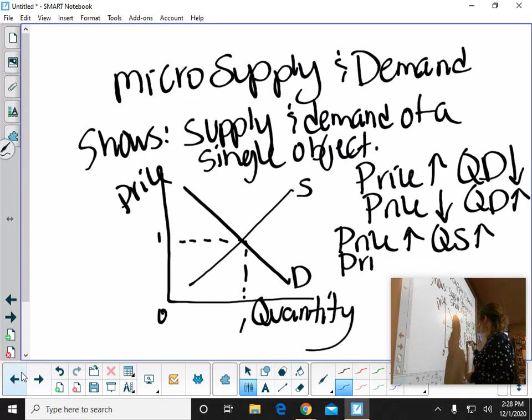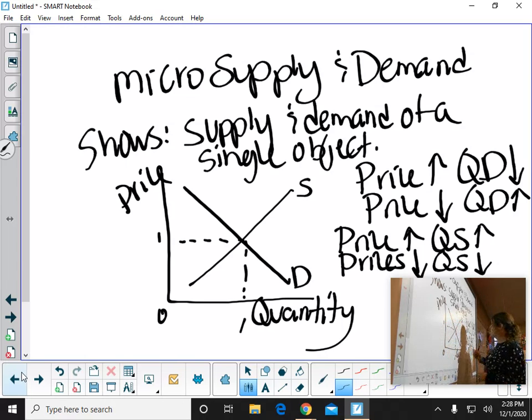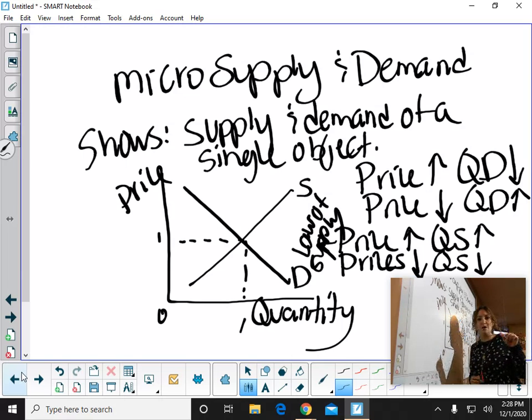But if there's no income to be made, no revenue, no profit to be made, because prices are so low, why work as hard? I'm not, and I will supply less. That is why regular supply is upward sloping, because of the law of supply. And demand is downward sloping, because these two are inverses of each other. One goes up, the other one goes down. And that's the law of demand.